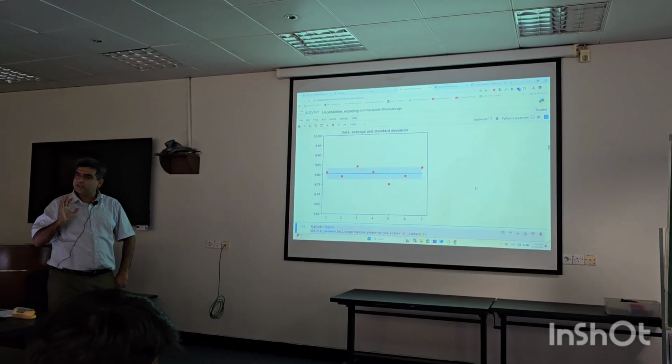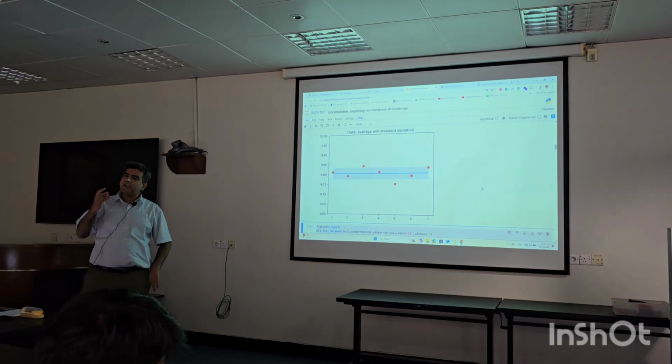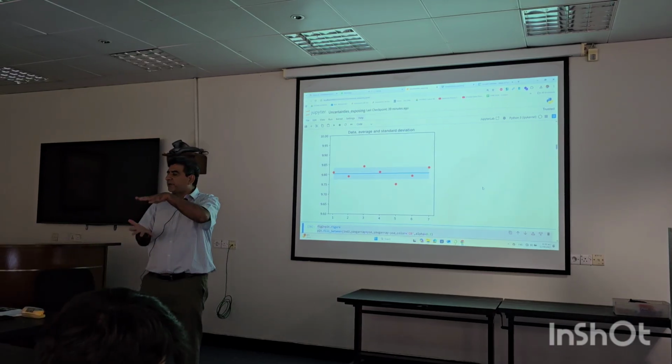ठीक है? ये standard deviation का मतलब है. और ये एक figure है जो आपको dispersion बता के देगा.